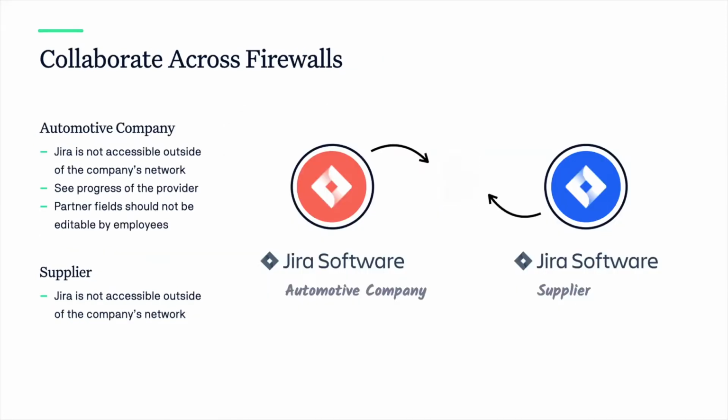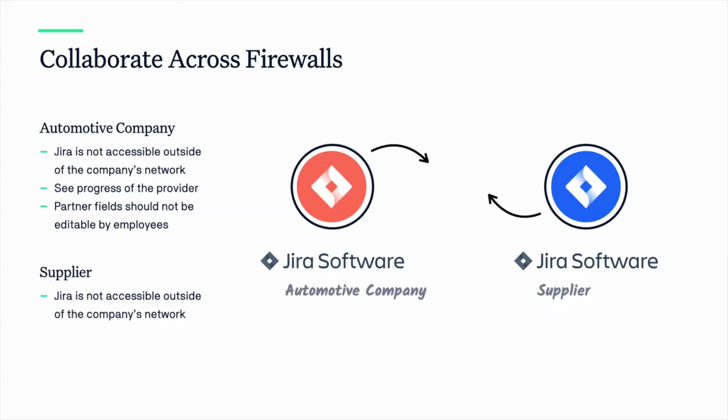As a third example, we have an automotive company. This one is even more restrictive, I would say. The JIRA of this automotive company is not accessible outside of the company's network, and the same is true for the supplier. The supplier is also locked down, so the JIRAs are not accessible by each other.